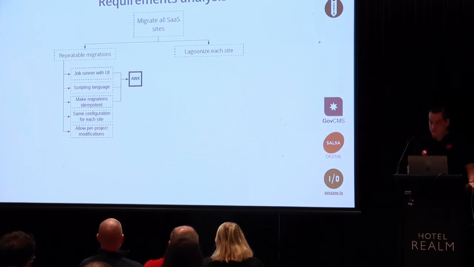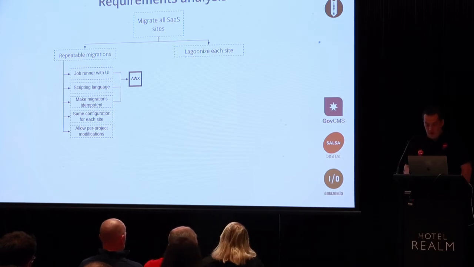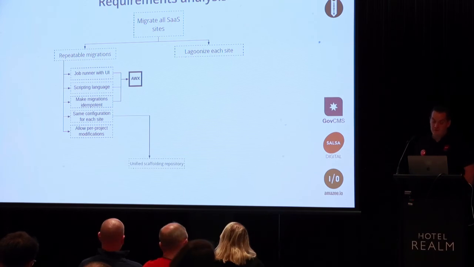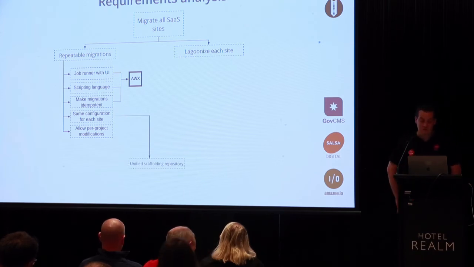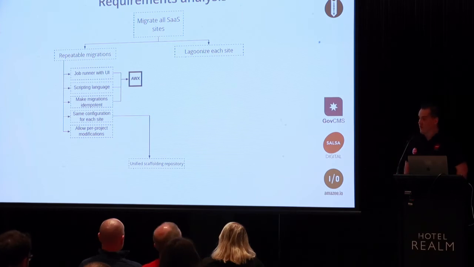For the job runner with UI and scripting language, we picked AWX, which is an Ansible-based job runner. I'm going to talk about it a bit later. And for the unified configuration, we used the unified scaffolding repository. Every one of those 108 sites that we were migrating was using the scaffolding to populate some of the files. I'm going to go over it a little bit more.